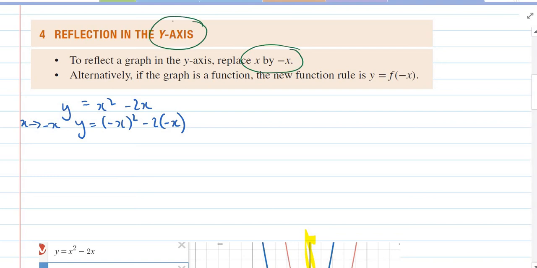And if they said what is the rule for this function that's reflected in the y-axis, then you just stick negative x into the algebraic equation and then pretty it up. So if we did want to see what this equation really was, negative x squared is x squared, minus 2 times minus x is plus 2x. So that is a reflection of y equals x squared minus 2x in the y-axis.